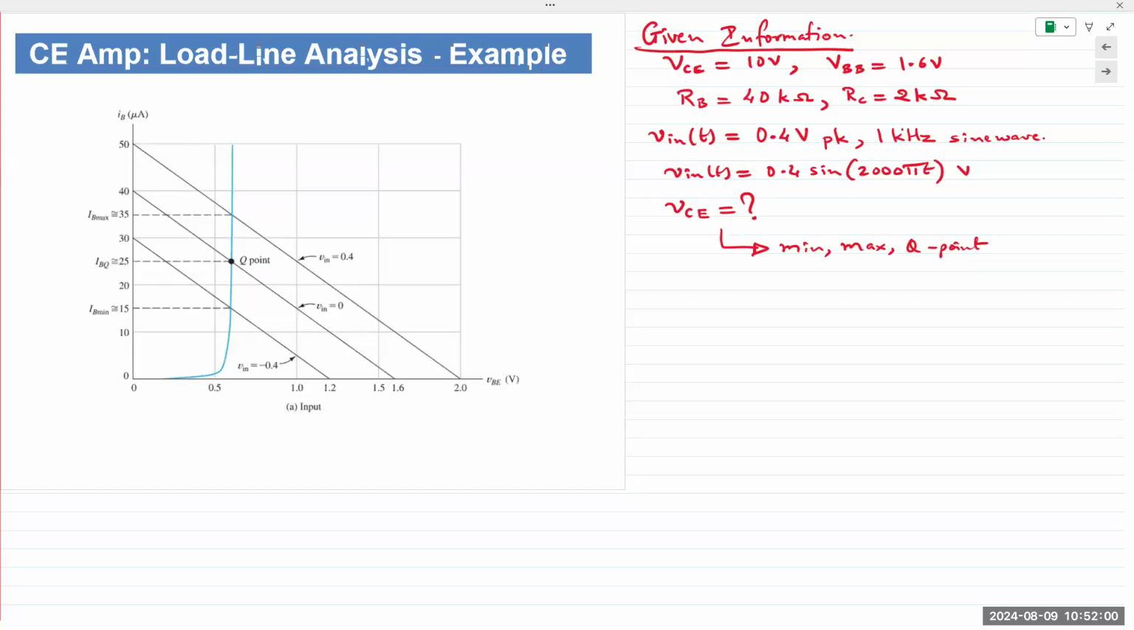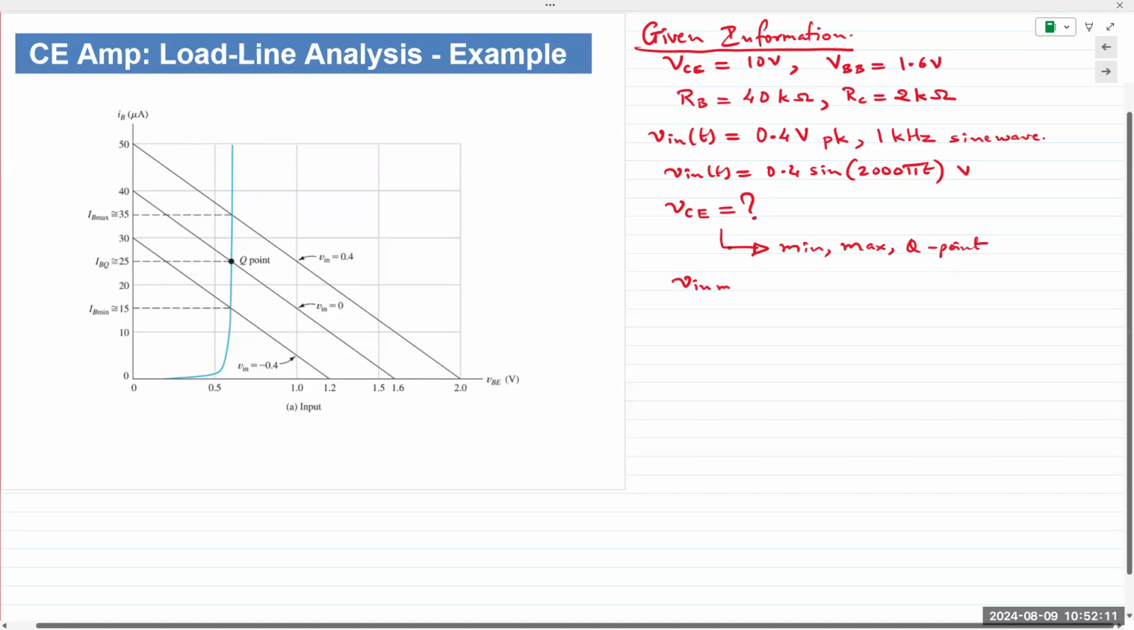So let's see. V in varies from plus 0.4 to minus 0.4. So V in minimum would be minus 0.4 and V in maximum would be plus 0.4, right? It's a sinusoidal waveform. So the positive peak is plus 0.4 volts. The negative peak is minus 0.4 volts.